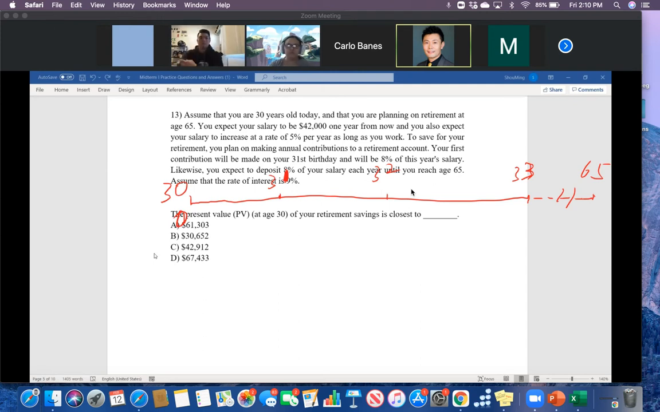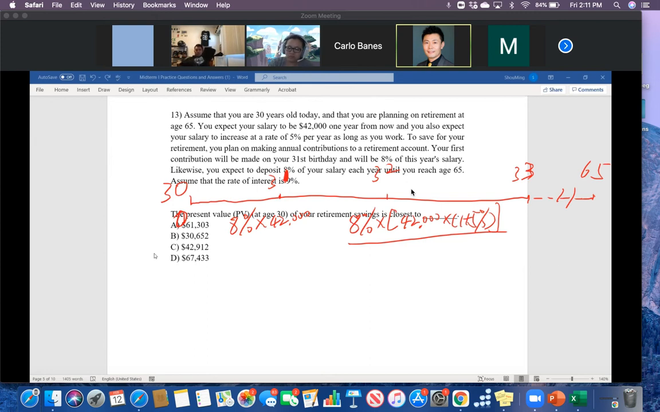Next year you will deposit 8% of your salary. So your salary next year will be 42,000. How about when you are 32 years old? When you are 32 years old, you will again deposit 8% of your salary, but actually your salary increased. 42,000 multiplied by 1 plus 5%, because your salary increased by 5%, right? So this is the money you would deposit in your account when you are 32 years old.